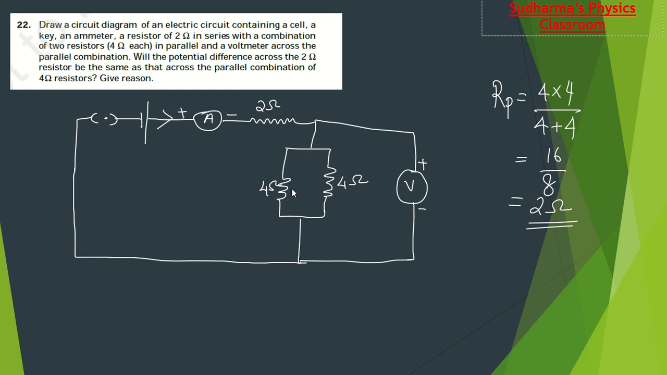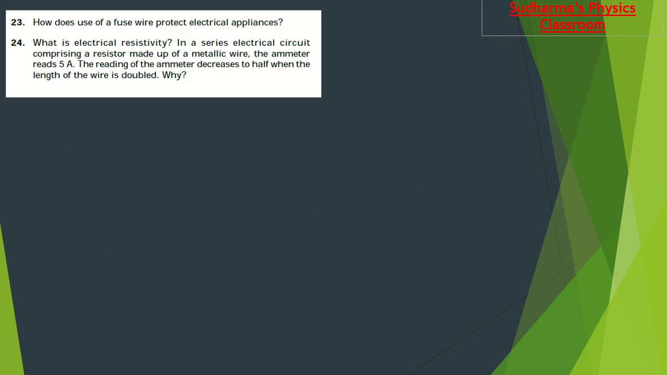Even though they are 4 ohms connected in parallel, the total resistance is 2 ohm itself. So the potential difference will be equally divided among the 2 ohm resistor and this 2 ohm combination. What is the question once again? Will the potential difference across the 2 ohm resistor be the same as that across the parallel combination of 4 ohm resistors? Yes, the total resistance is the same, so the potential difference is going to be the same. Okay, now let's move on to the next one.